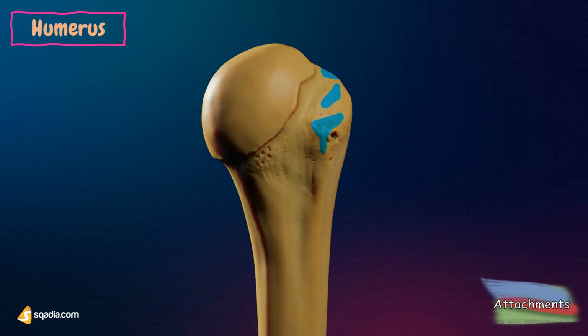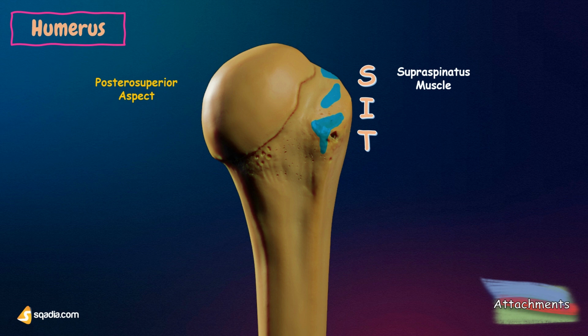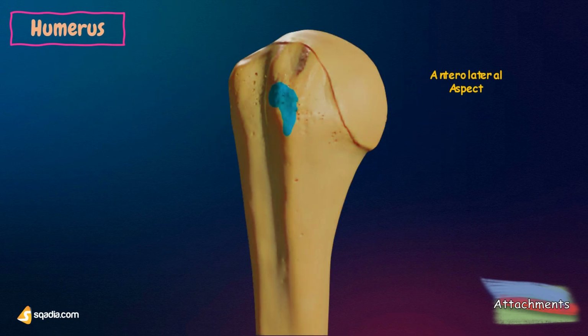Proximal end. If you remember the greater tubercle, over here there are 3 smooth and flat impressions present at the posterior-superior aspect for muscle attachments. If we go from the superior to the inferior aspect, the muscles that attach at these impressions are the SIT or SID: supraspinatus, infraspinatus, and teres minor. Coming to the lateral aspect of the greater tubercle, we have the deltoid muscle covering it.